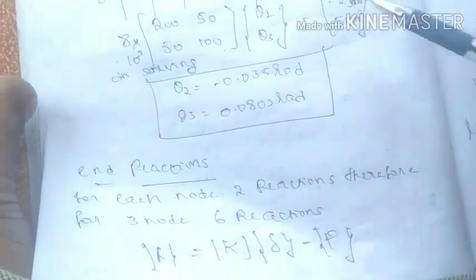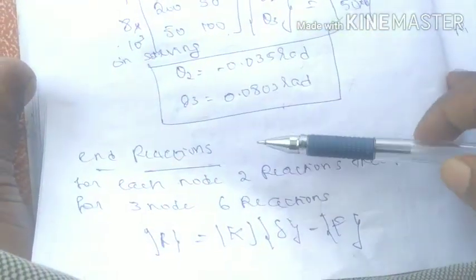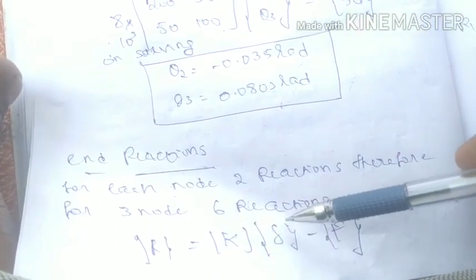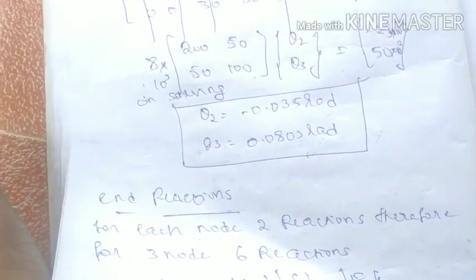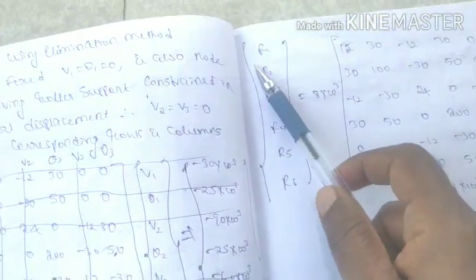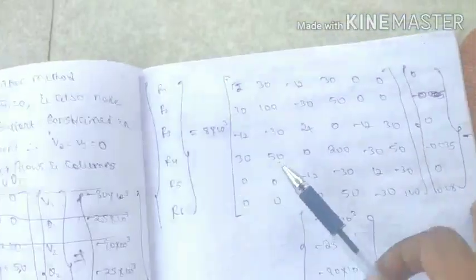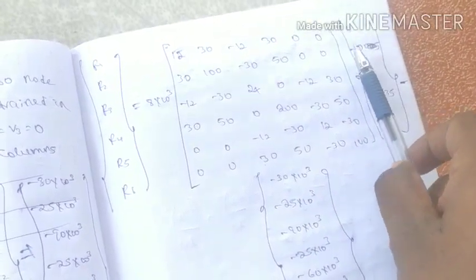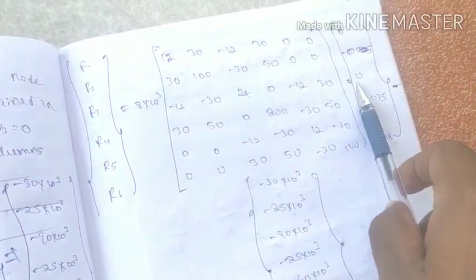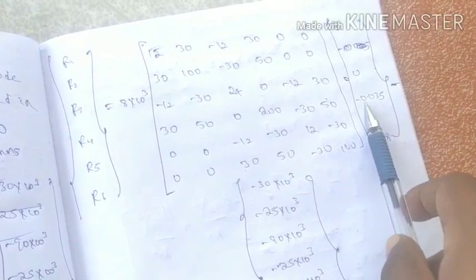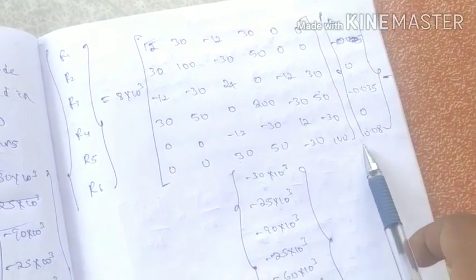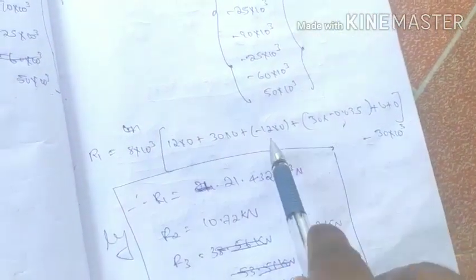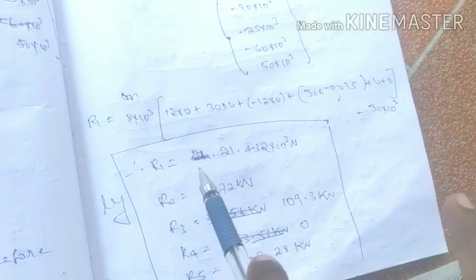Now they are asking for the reactions also in this problem, therefore we need to find the reaction, that is R is equal to K delta minus F. So R is R1, R2, R3, R4, R5, R6, corresponding K delta and F value substitute. Now we know V1 is 0, theta 1 is 0, V2 is 0, but for theta 2 we got 0.035, V3 is 0 and theta 3 is 0.08. You substitute that and simplify.